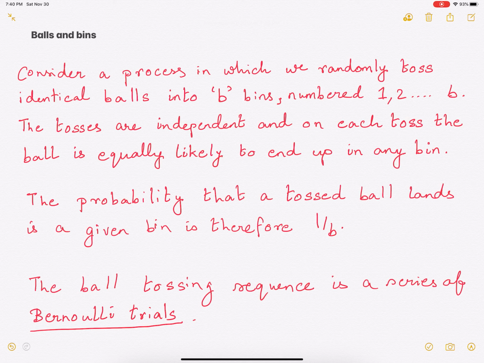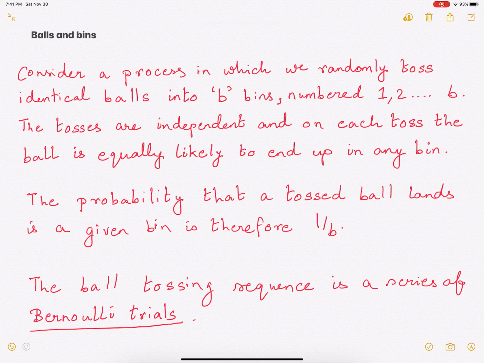Now, as you're tossing a ball and it's equally likely to land in any bin, the probability that a tossed ball lands in a given bin, say you're considering one particular bin, is 1 over b, because it can land in any one of those b bins with equal probability. Now, this ball tossing sequence is a series of Bernoulli trials. Because each trial is independent of one another, that's a Bernoulli trial, and the probability of a ball landing in a particular bin, say a particular bin of your choice, is 1 over b, and that can be looked upon as a probability of success for that bin.